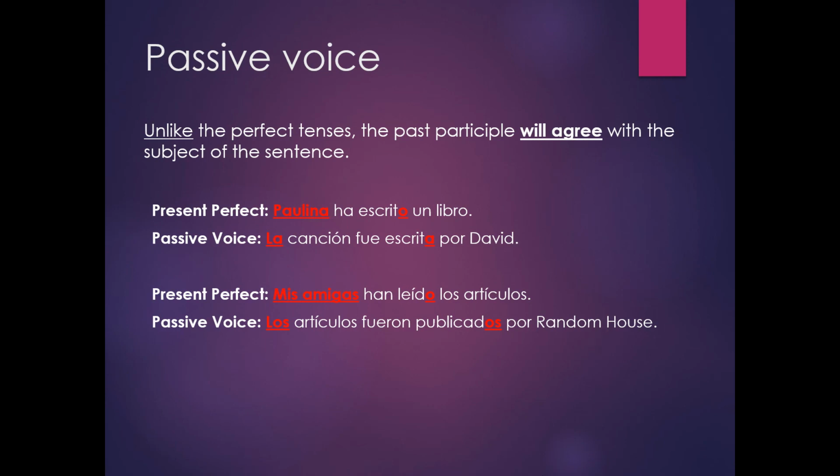Another example, mis amigas han leído los artículos. My friends have read the articles. Mis amigas is feminine plural, but I don't have to make leído match. Not with the verb haber, not in that compound sentence. But with the passive voice, the articles were published by Random House. Los artículos, I do have to make the word publicado turn into publicados.